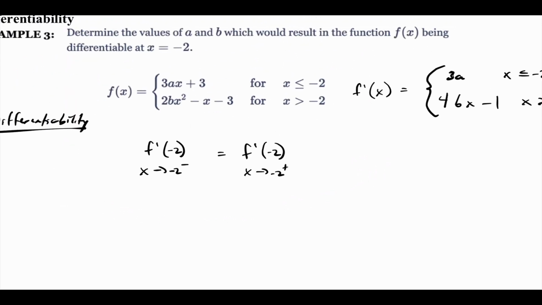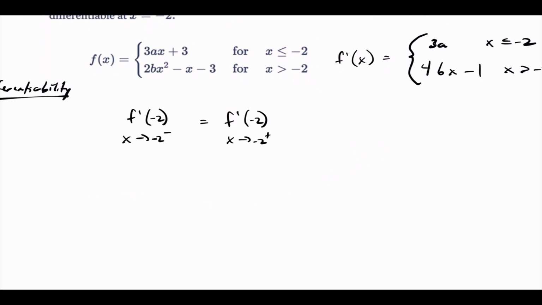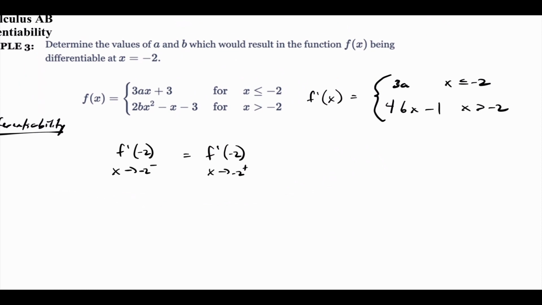Okay, so plug in negative 2 to the top. Which one am I going to plug it into, 3a or 4bx minus 1? The first one, the top one. Do I plug it in for a? No, I can't, because it says plug it in for x, and I don't have an x. So my answer is just going to be 3a. The next one I can plug in for x. So it's 4 times b times negative 2 minus 1, negative 8b minus 1.